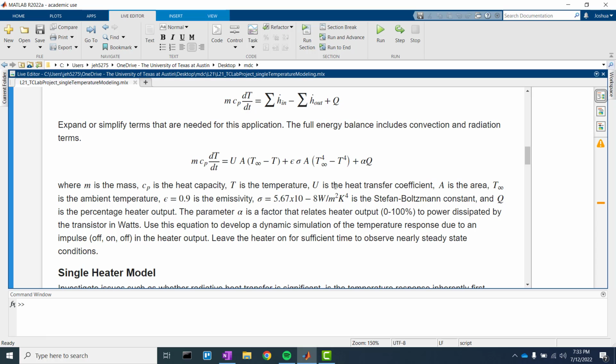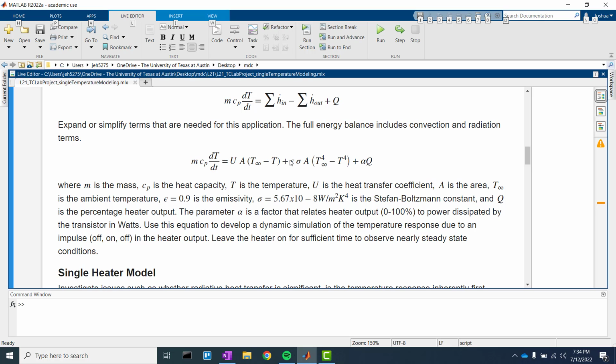If we were to expand these terms out, then we have two ways that heat is going in or out. First, a lumped sum convection conduction going on between the heater and the surrounding surfaces. And then we have a radiation term as well. And then we have the alpha Q, which is for the heat generated by the heater.